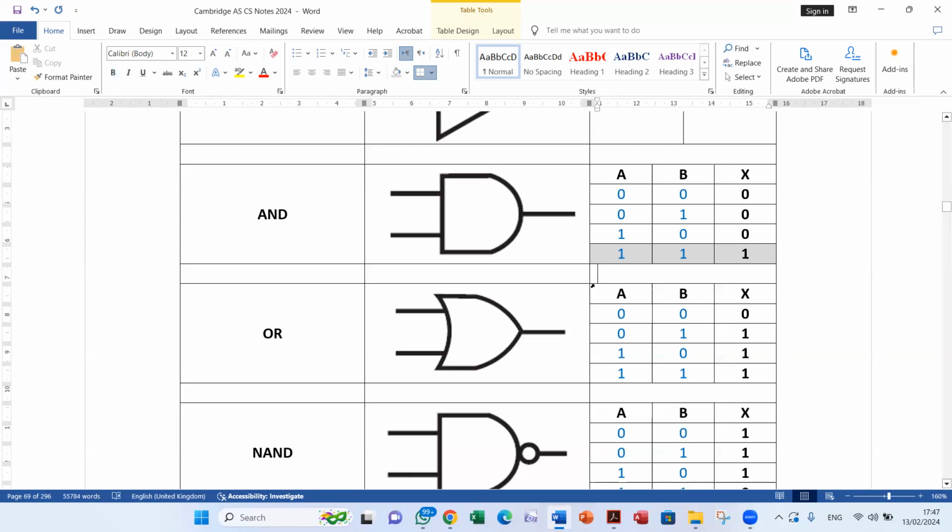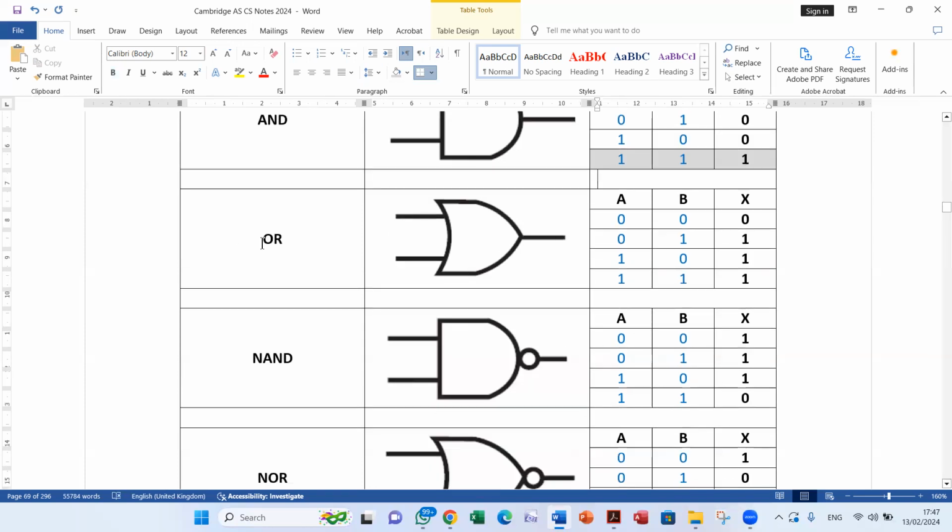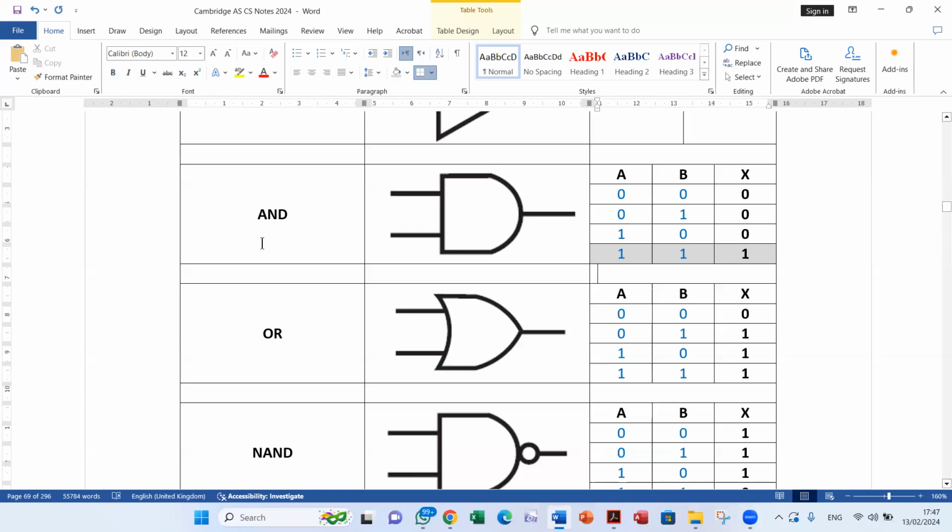Okay? Next is the OR gate. The OR gate is a little bit lenient or kind. It looks pretty much the same. However, the straight line here is not a straight line. It is a curve. And the half circle here looks like this. You have to practice drawing.